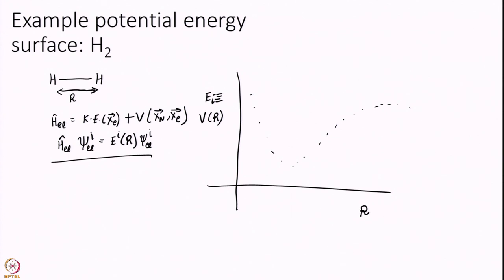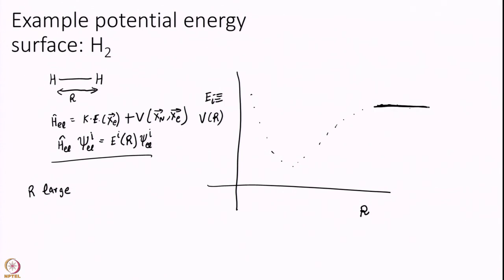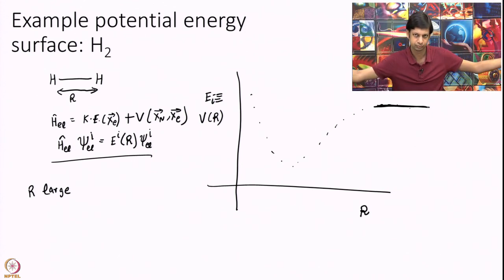When R is large, well, the two hydrogens are very far separated from each other. You see, then it does not matter if I change it a little bit. They are so far separated that my potential energy will be a constant like this, or almost constant, if not exactly constant, when R is approaching infinity. The two hydrogens do not know each other at all.